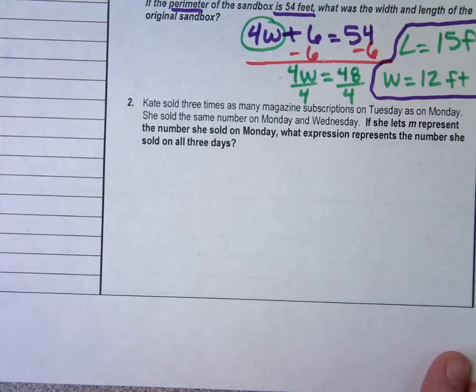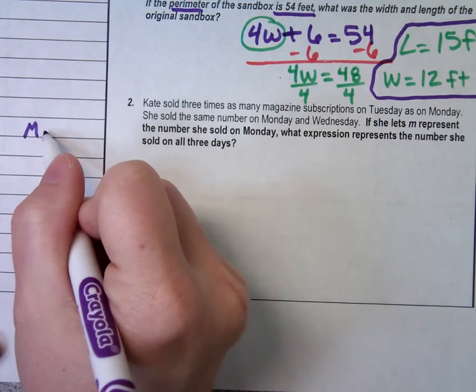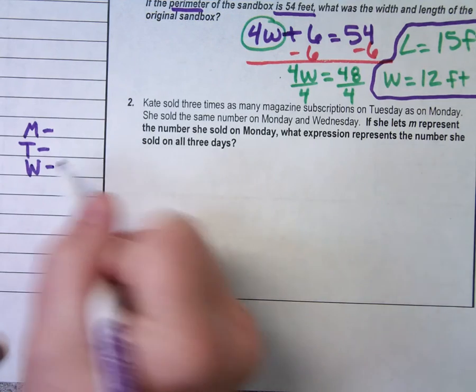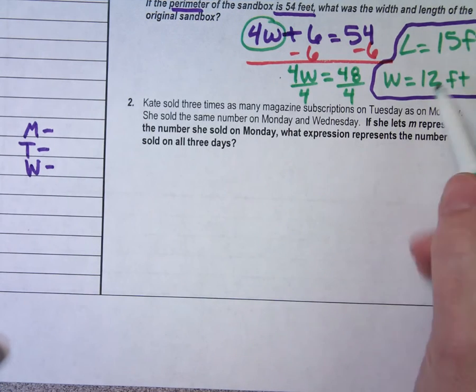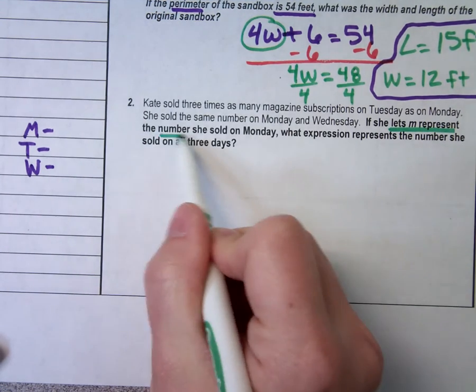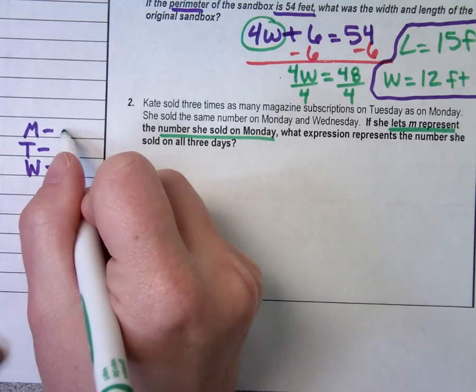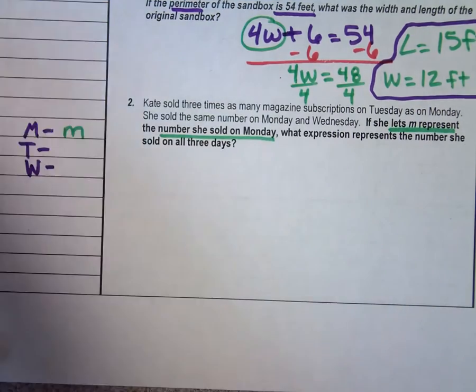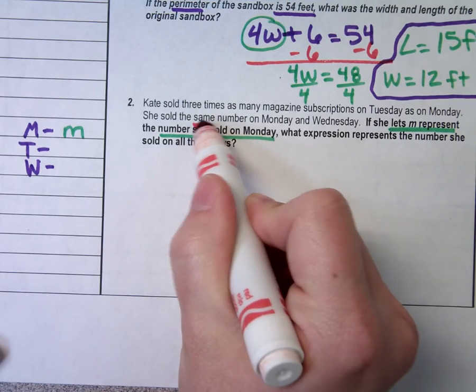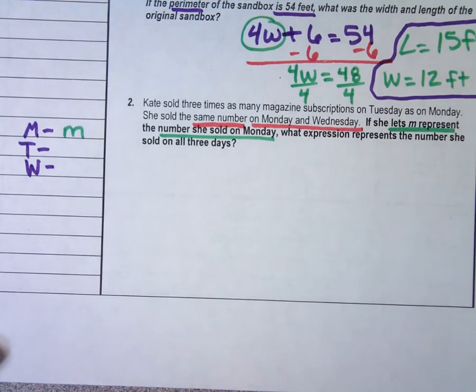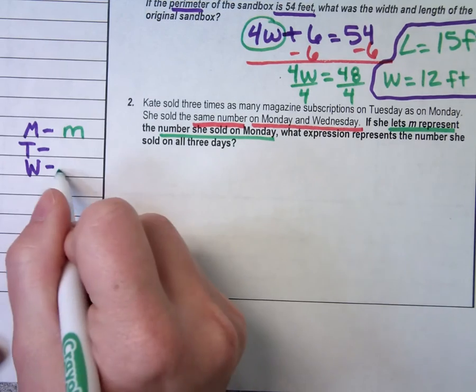Next one. Kate sold 3 times as many magazine subscriptions on Tuesday as on Monday. She sold the same number on Monday and Wednesday. If she lets M represent the number she sold on Monday, what expression represents the number she sold on all 3 days? So off to the side here, I'm going to do Monday, Tuesday, and Wednesday. And it said to let M represent how many she sold on Monday. So M is going to represent how many she sold on Monday. Okay, right here I read that she sold the same number on Monday and Wednesday. So on Monday if she sold M, then Wednesday she sold M.